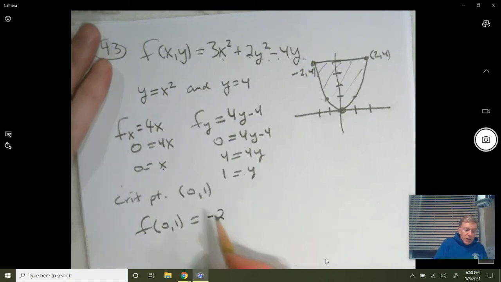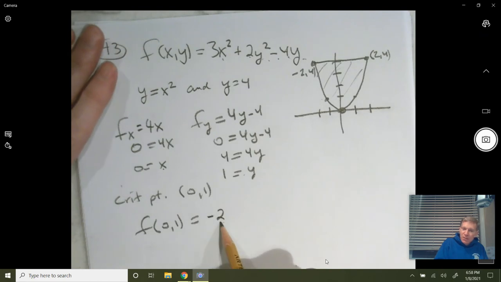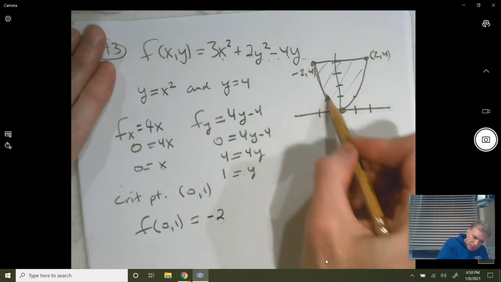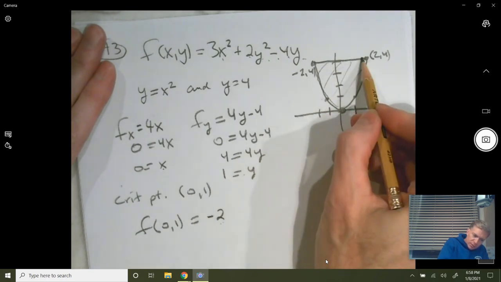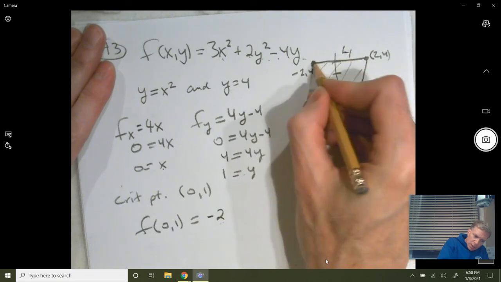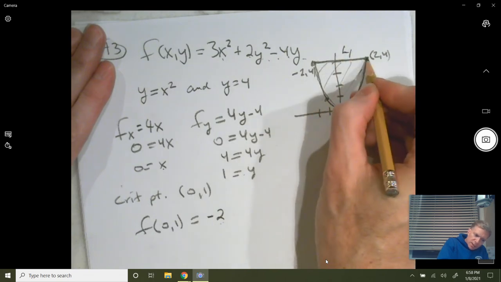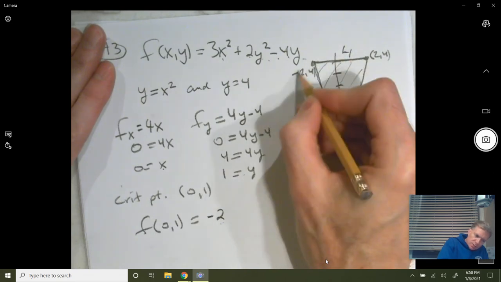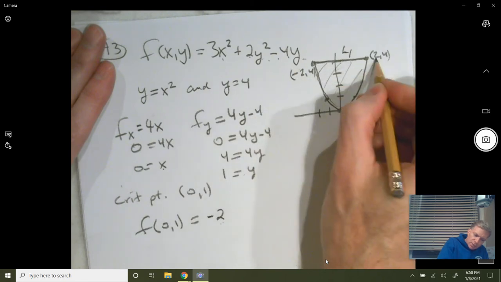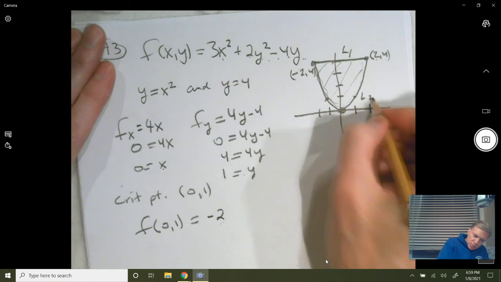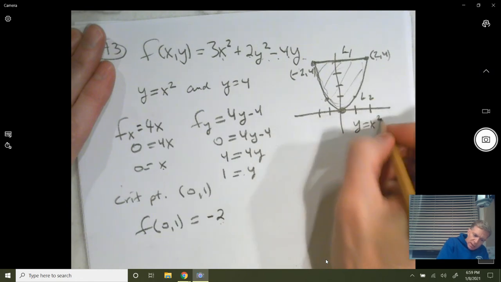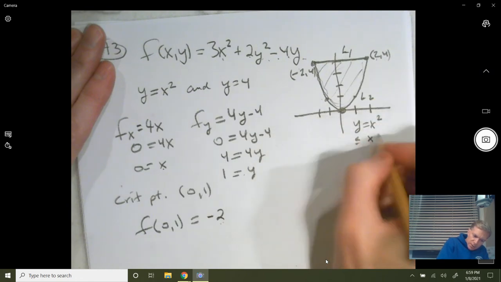So all we have to know right now is that this is a possible max or min. We have to compare this value to all the values that we find around the boundaries. The nice thing about this is we've only got 2 boundaries to find. We've got L1, y equals 4, between x equals negative 2 and positive 2. And then we've got L2, which is y equals x squared, as x goes from negative 2 to 2.